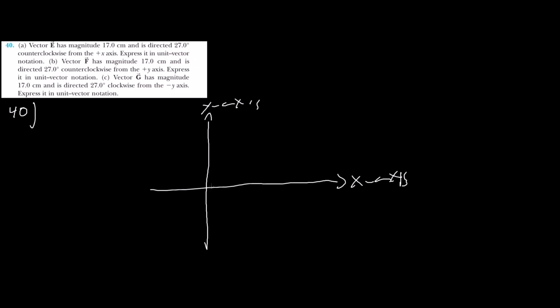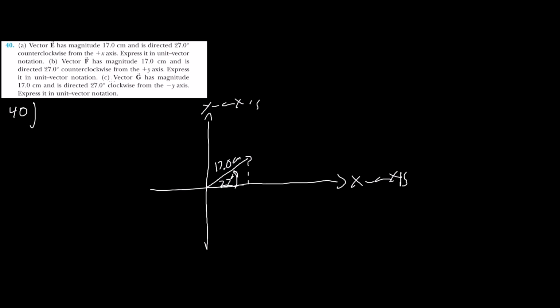All right, and they say that vector E has a magnitude of 17.0 centimeters. So that's going to be somewhere like this. So that's going to be 17.0 centimeters directed at 27 degrees orientation counterclockwise. So that means it's going to point up like that.